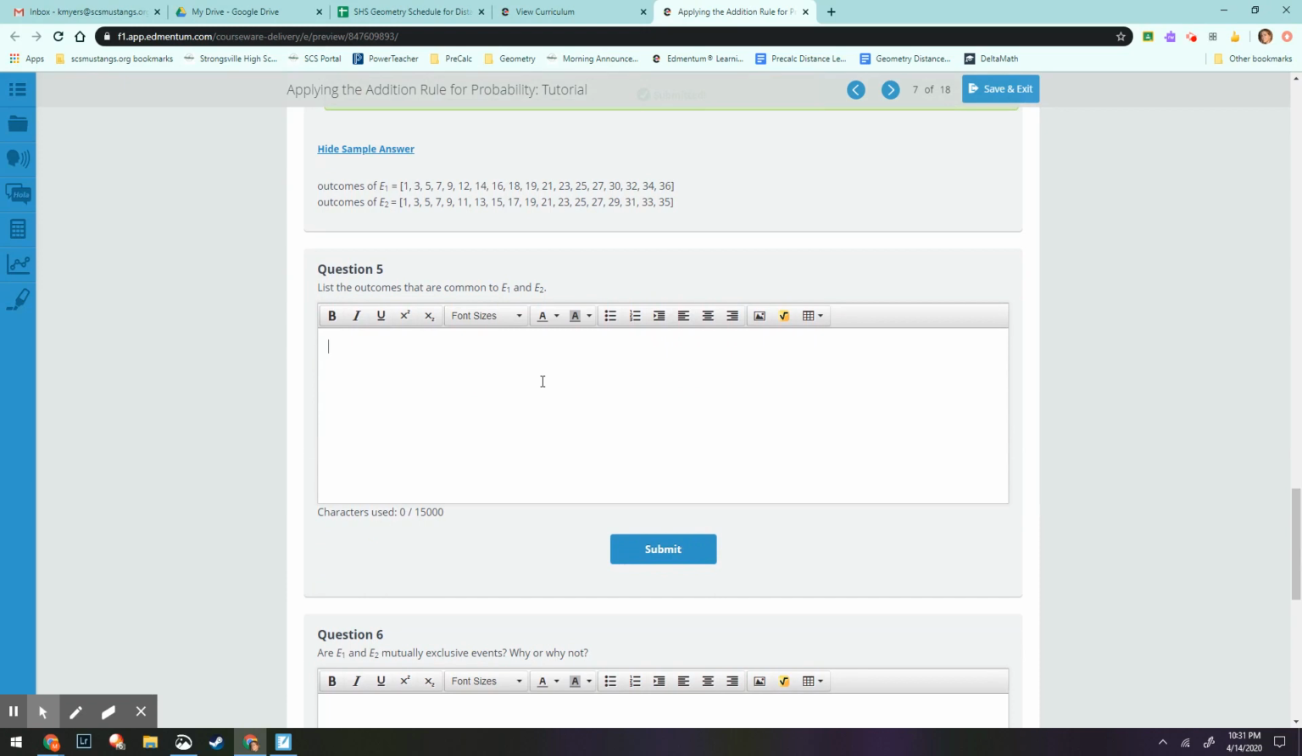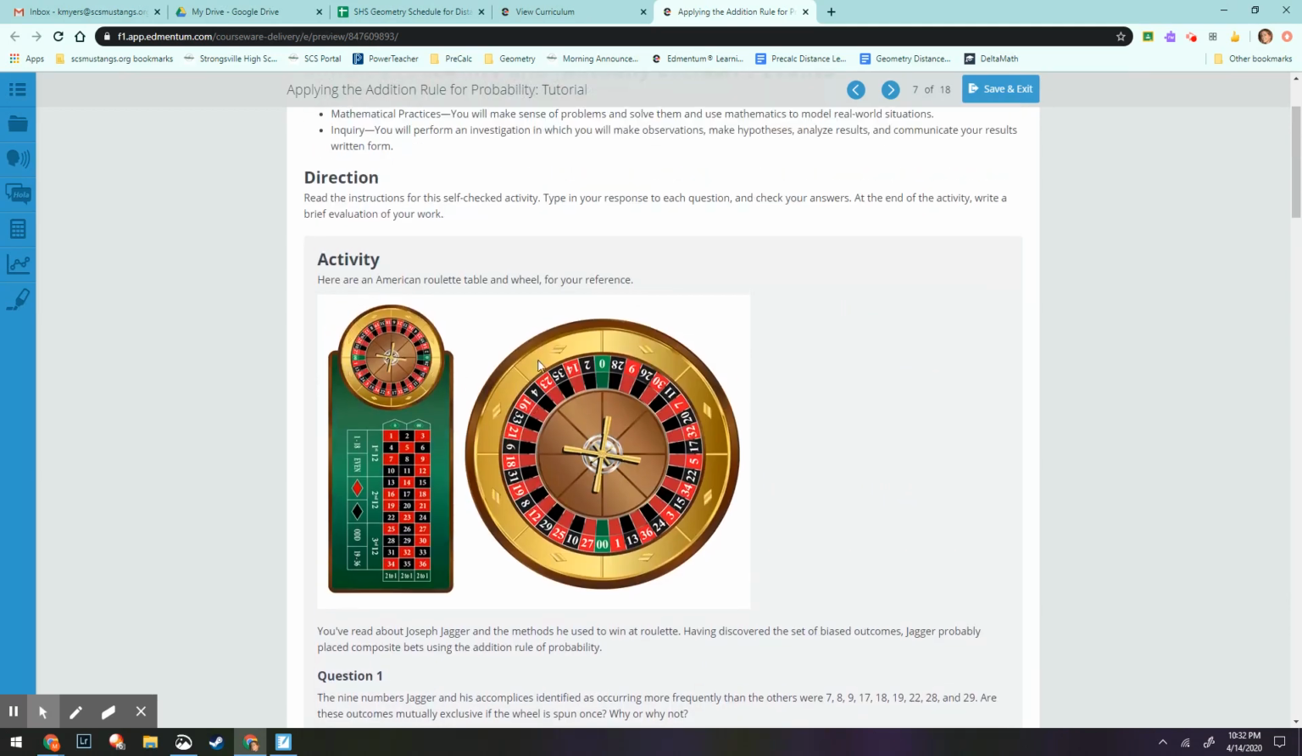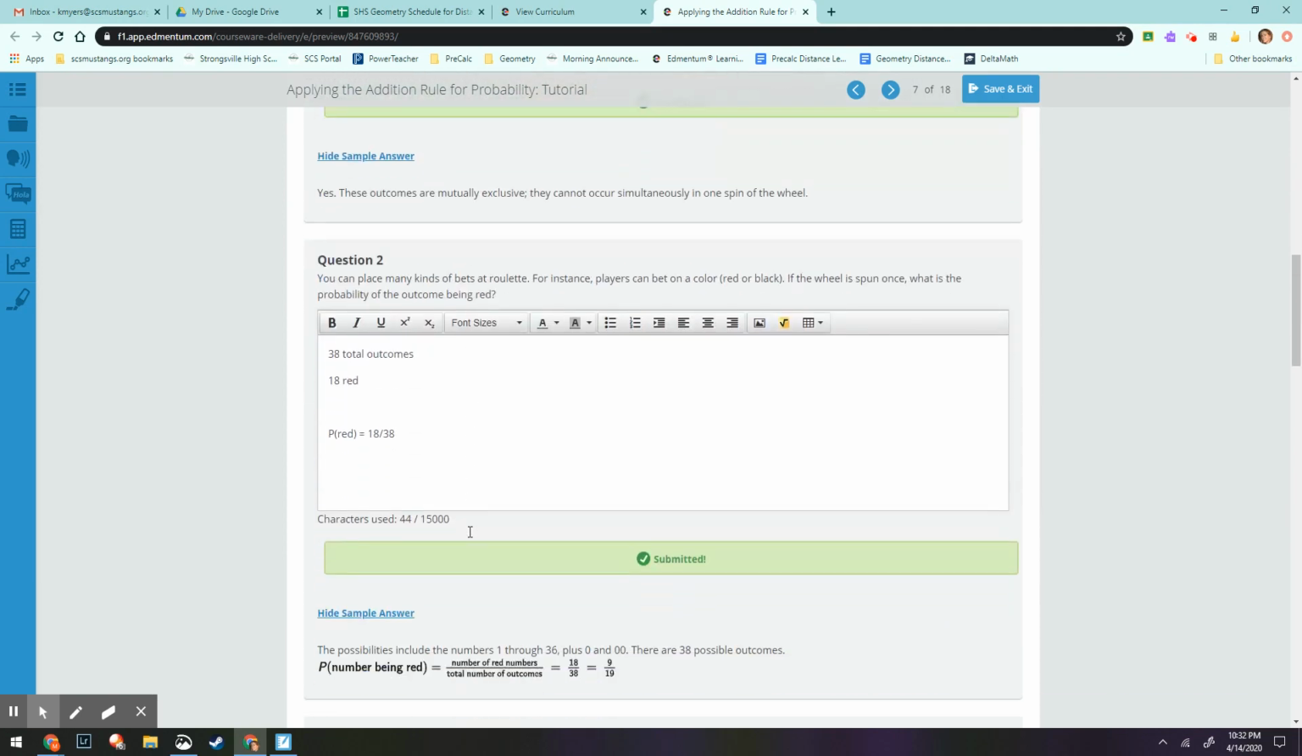Now, I want it to be E sub 1 and E sub 2. So what that means is red and odd. I want to know which ones are both. So I'd come up here, you can look either at the wheel or the table. I think it's easier at the table. You look, 1, 3, 5, 7, 9 are red and odd. None there. Okay, 19, 21, 23, 25, 27. And that's it. So you could list all of those out.